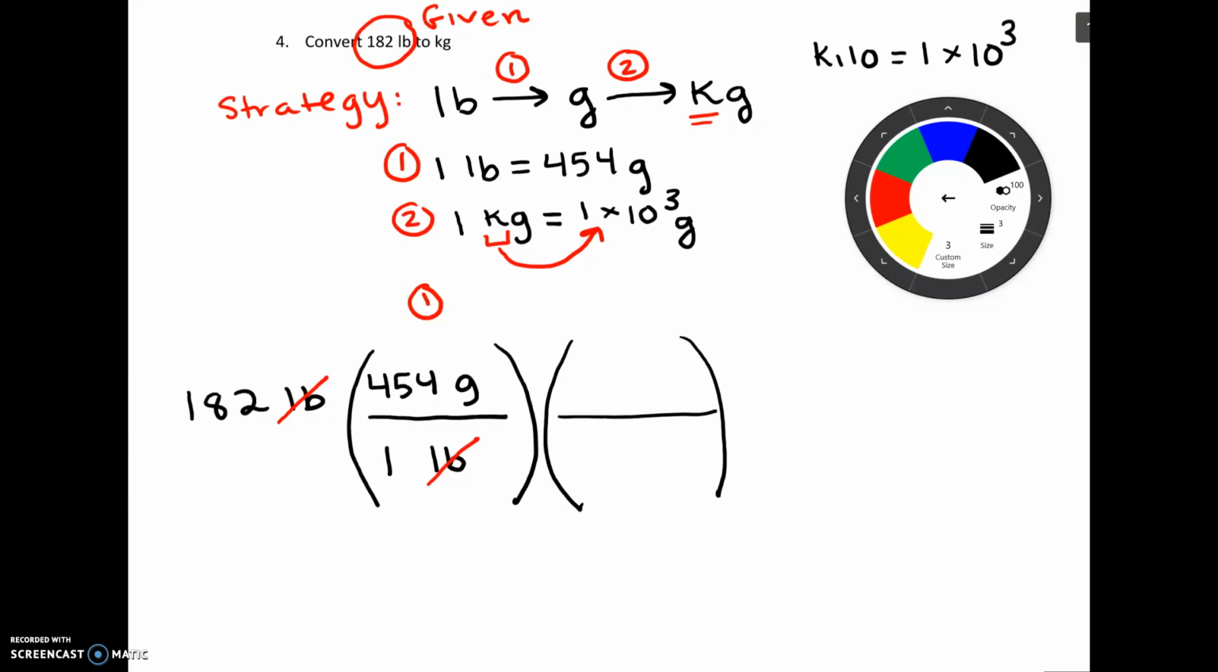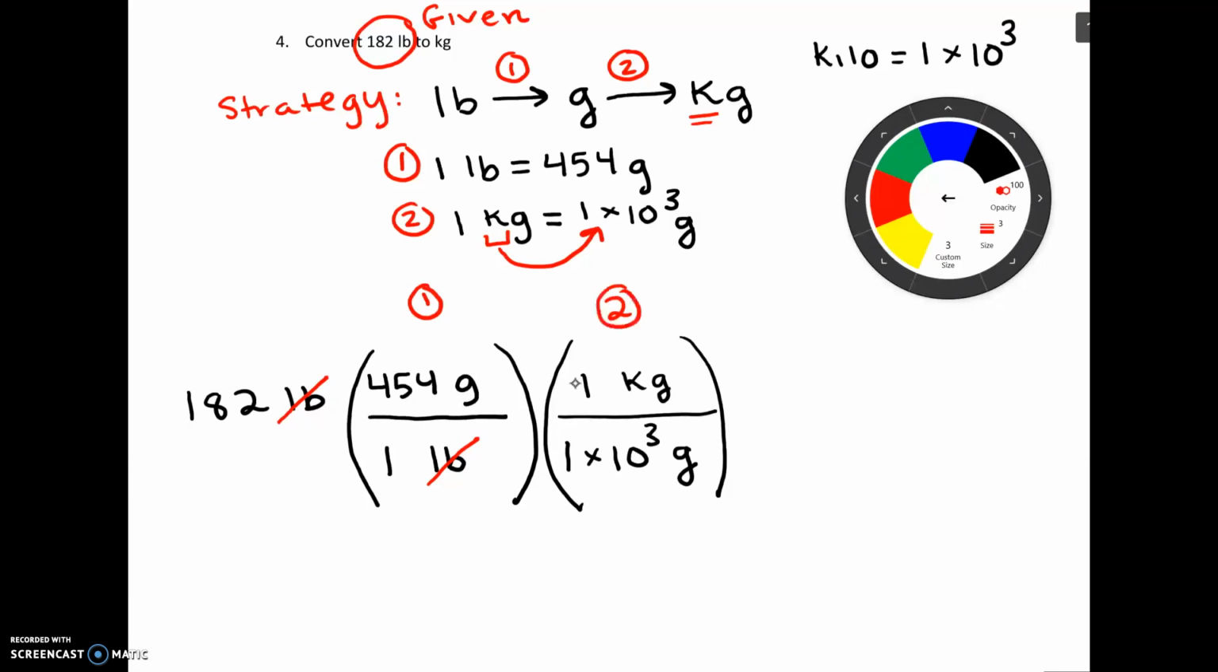I'm looking at my second equivalence here, and I need to decide which half goes on the bottom. I want to get rid of grams in step 2, and I want to get to kilograms. So I'm going to take the whole right-hand side here, and I'm going to keep it all together. 1 times 10 to the 3rd grams, and I'm going to put it in the bottom. On the top, I'm going to put the left-hand side, the 1 kilograms.